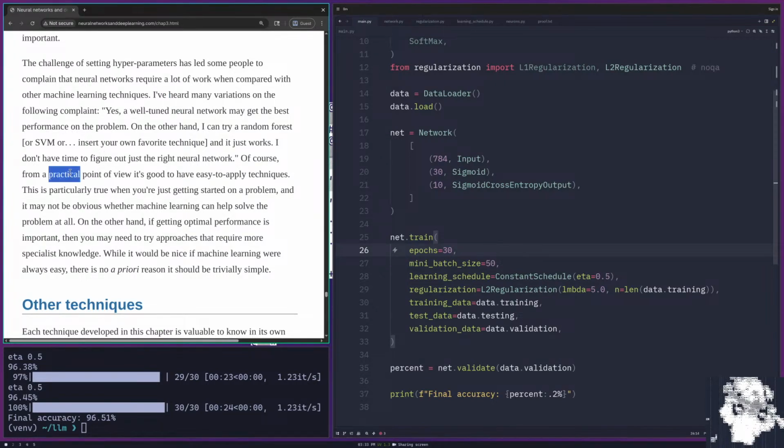Of course, from a practical point of view, it's good to have easy to apply techniques. This is particularly true when you're just getting started on a problem and it may not be obvious whether machine learning can help solve the problem at all. On the other hand, if getting optimal performance is important, then you need to try approaches that require more specialist knowledge. While it would be nice if machine learning were always easy, there is no a priori reason it should be trivially simple.